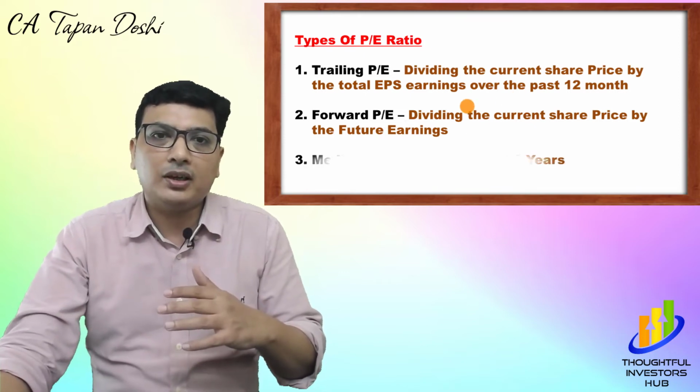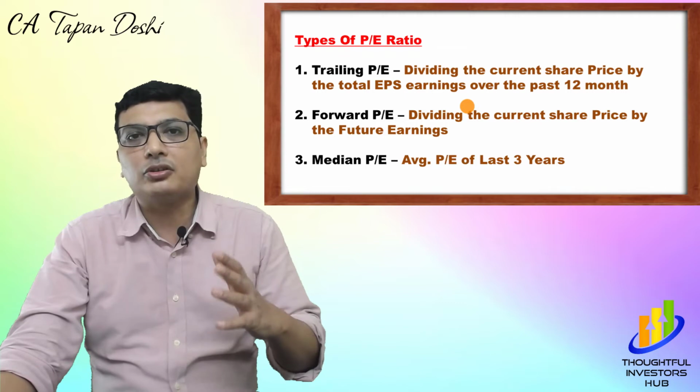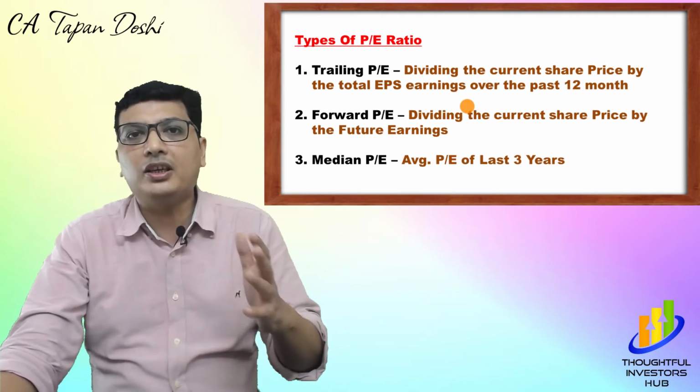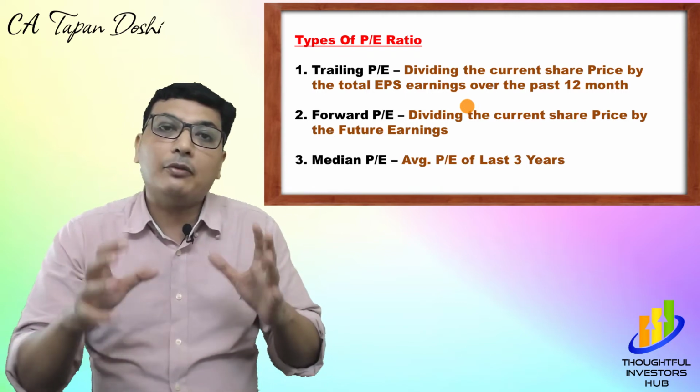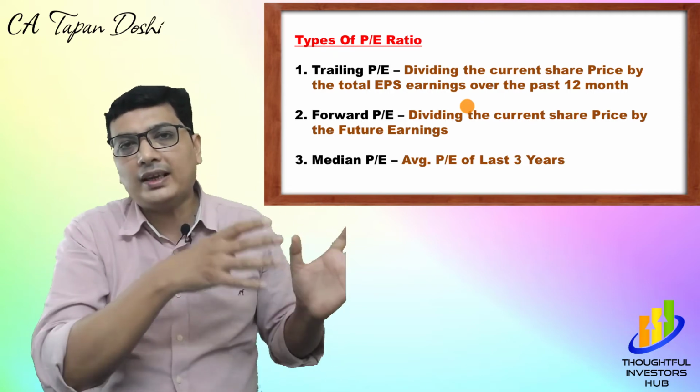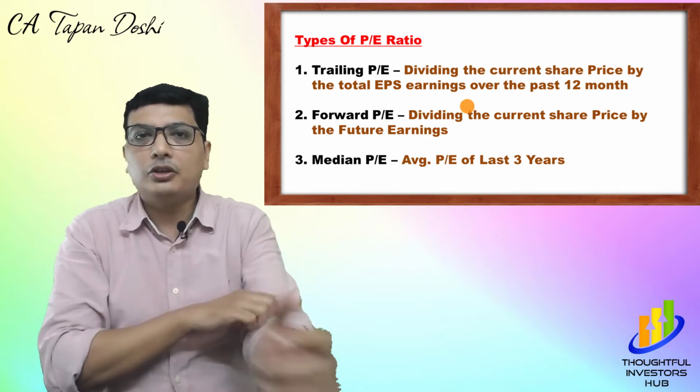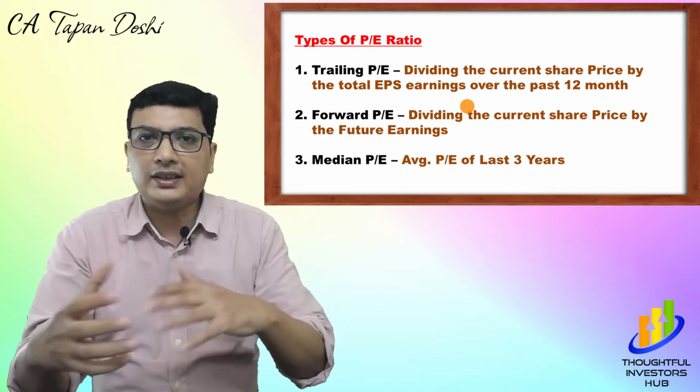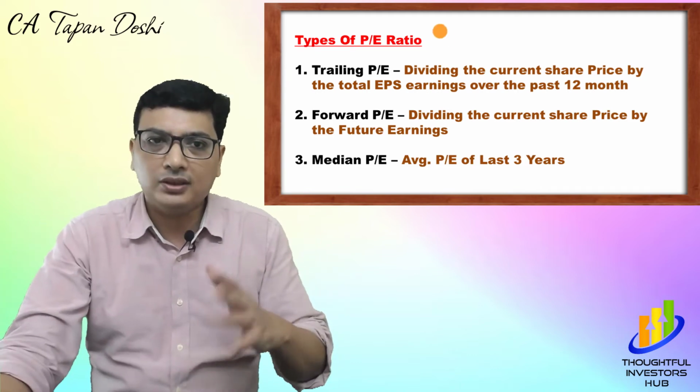And the third important one is median P ratio. Now, what is median P ratio? Median P ratio is nothing but the average P ratio of the last 3 years. So, whatever P ratios you have for the last 3 years, you can take an average of them. That is the average P ratio of the last 3 years.